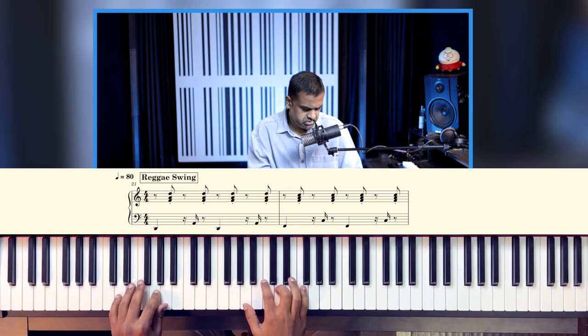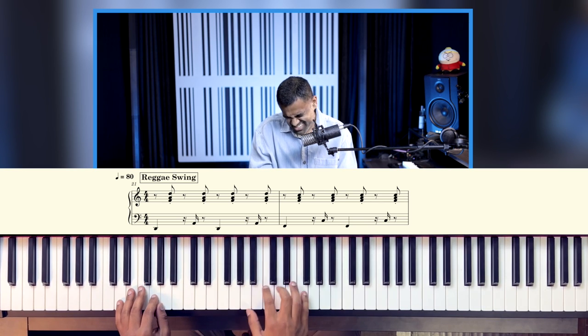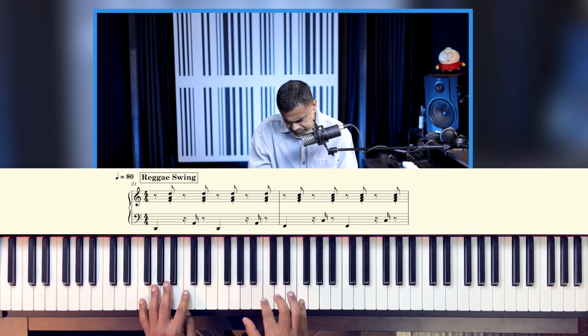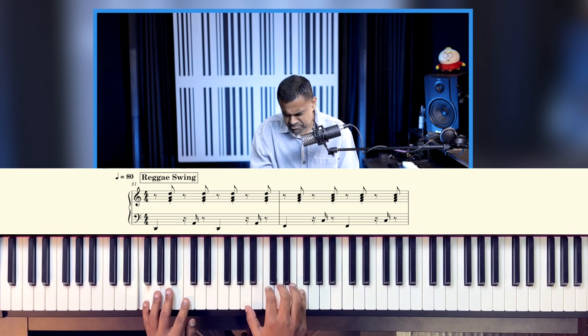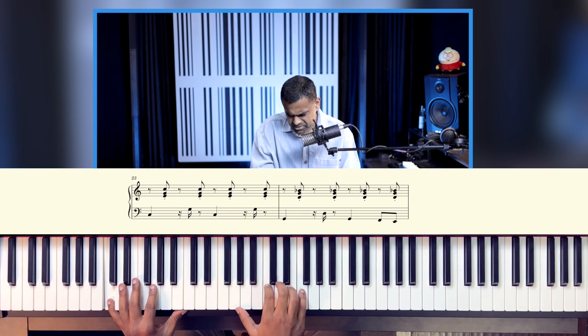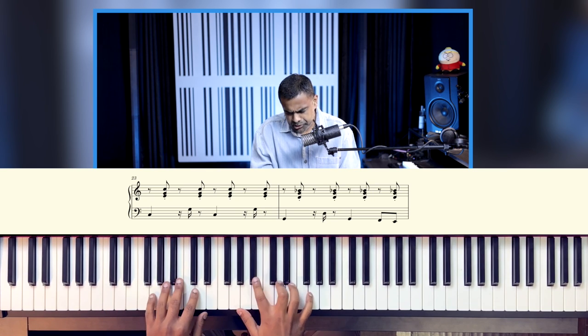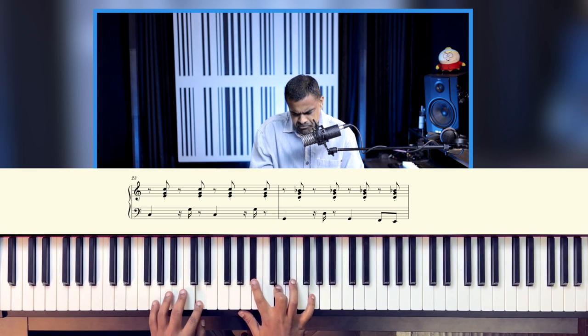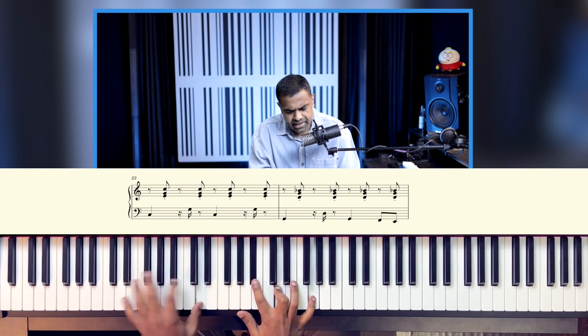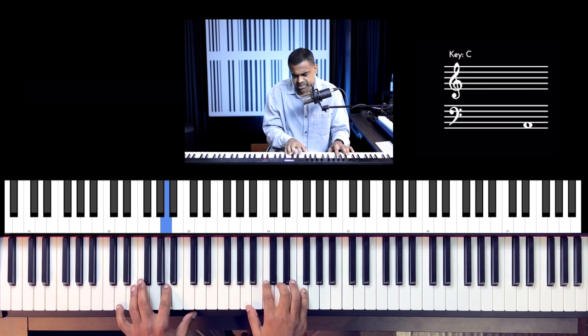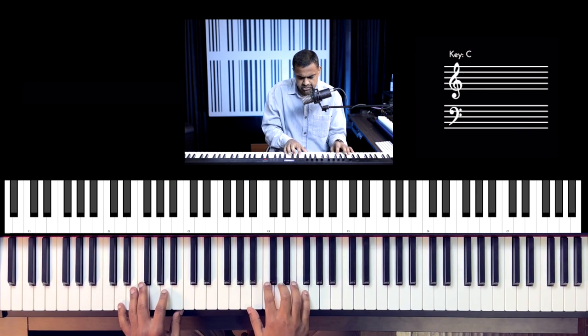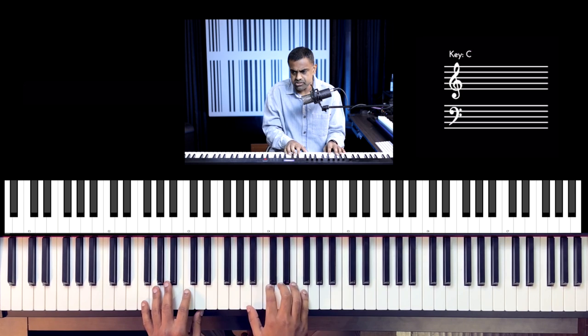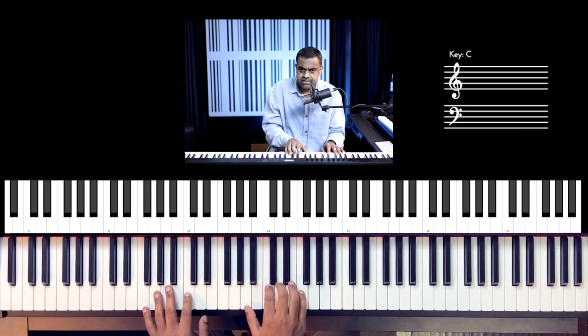Slow it down. F major. Without any passing notes. Very simple. Play along. Follow and count with me. 1E and a 2E and a 1E and a 2E and a 4E and a 1E and a 2E. Speed it slightly.